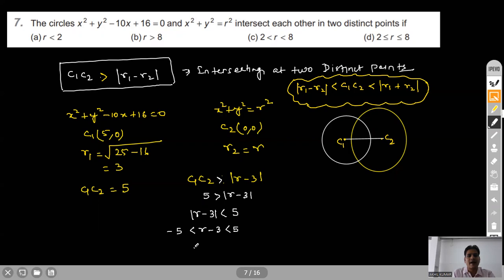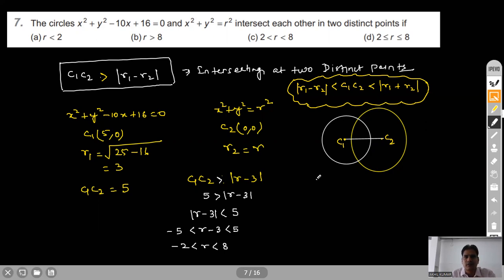Now add plus 3. If you add 3, where should it lie? Minus 5 plus 3 means minus 2. |R minus 3| is less than 5, so R minus 3 should be between minus 5 and 5. So minus 2, and plus 3 if we are adding, it will be minus 2 to 8.